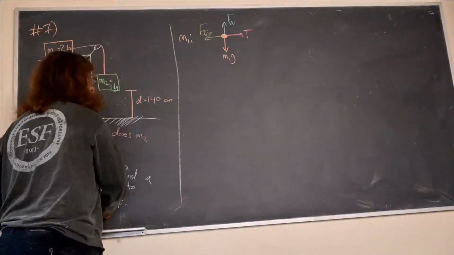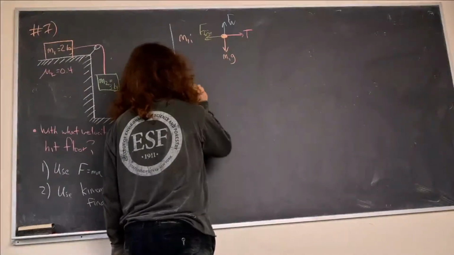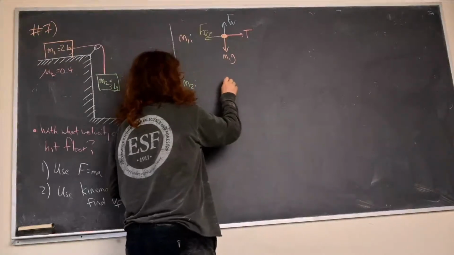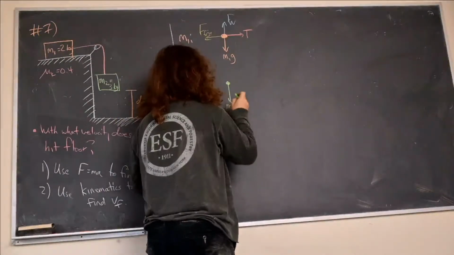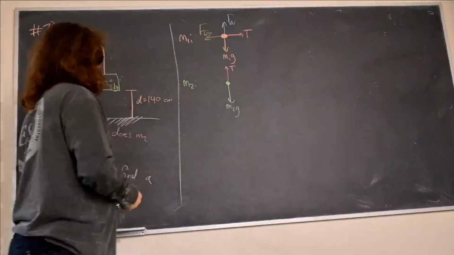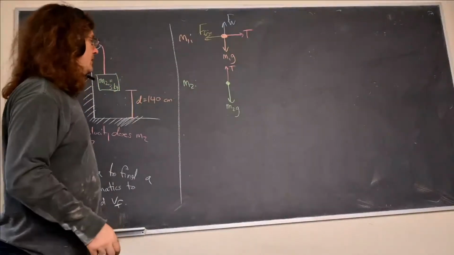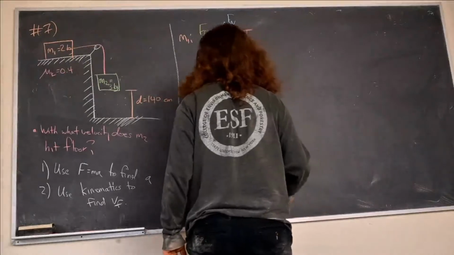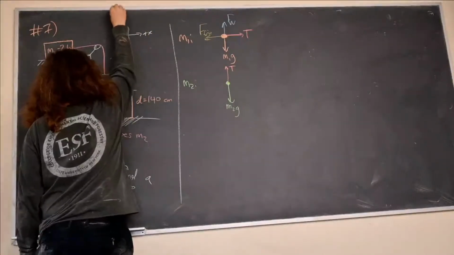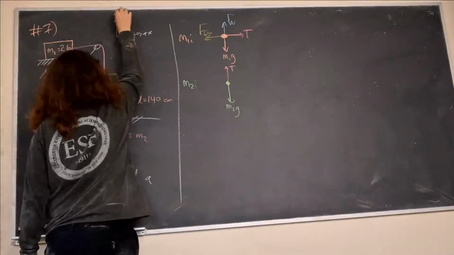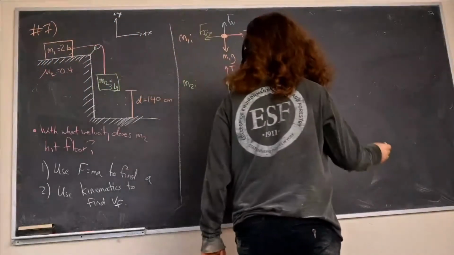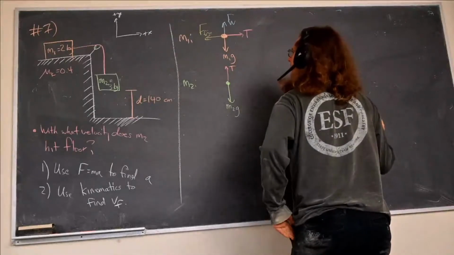For the second object, M2, this is much simpler. We've only got one direction to worry about. Its weight goes down, and the tension in the rope goes up. Now, we should pick a coordinate system, so we'll pick that way to be plus x. We'll pick that way to be plus y, since that's what most of you will choose. Although it actually makes the problem a little bit more complicated.